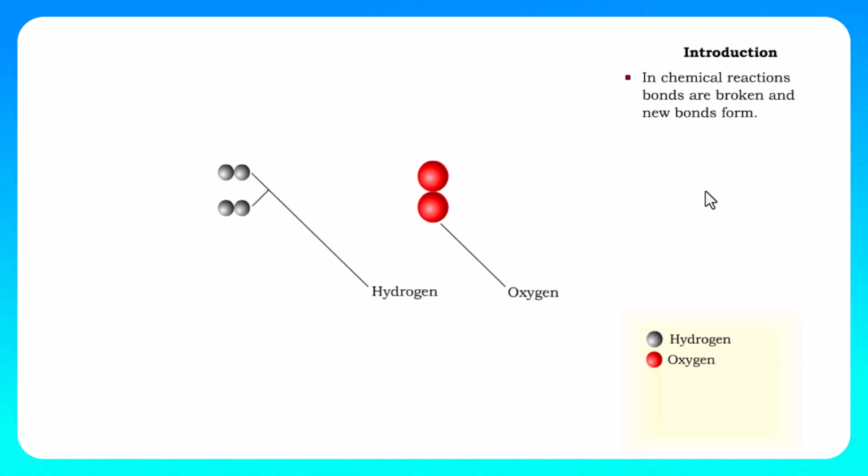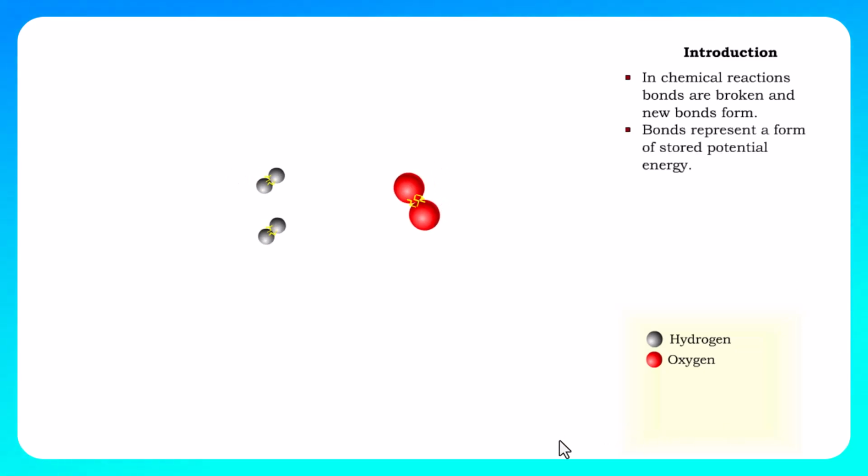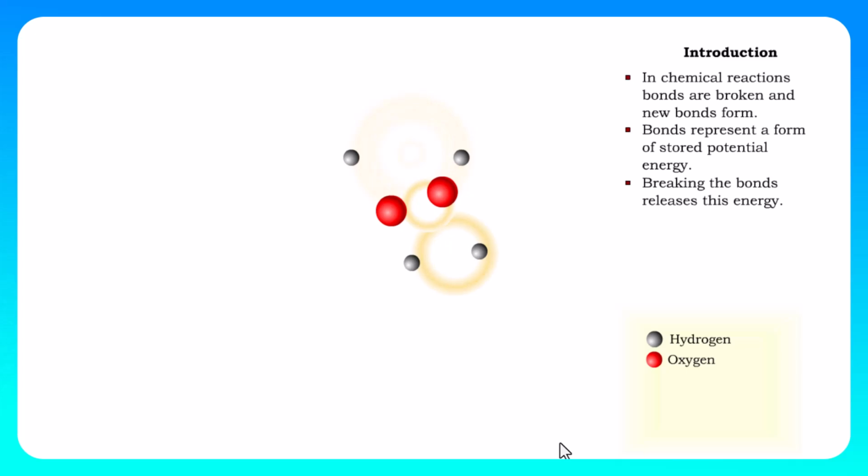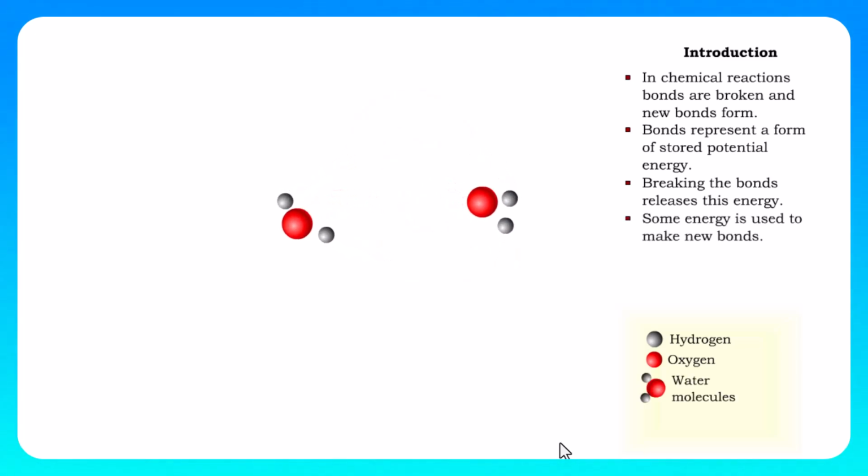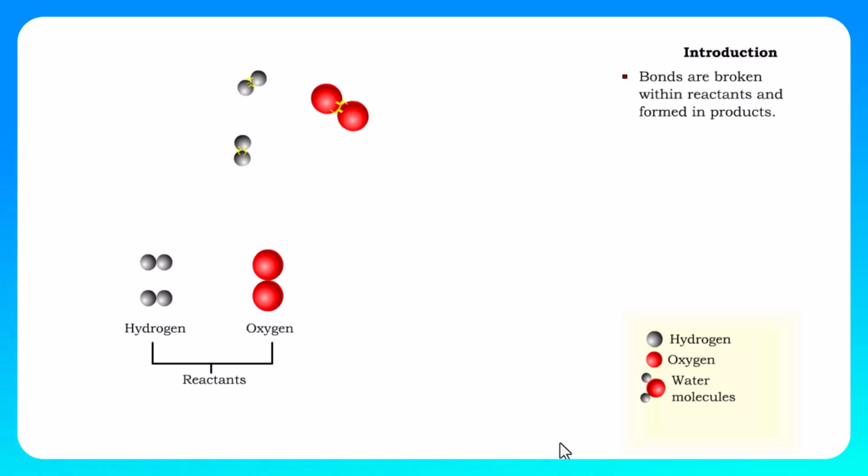Chemical reactions involve making and breaking bonds in order to form new molecules. The bonds that hold together the hydrogen and oxygen molecules are a form of potential energy. When the bonds are broken, energy is released. Some of this energy is used to make new bonds. This chemical reaction formed two water molecules.